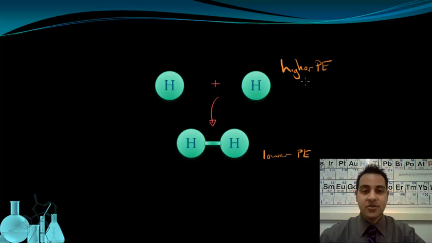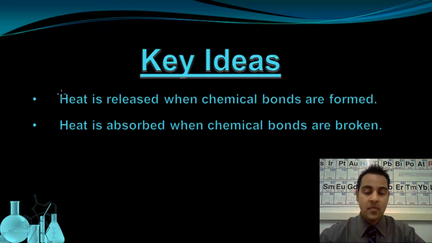The difference in energy between the higher potential energy state and the lower potential energy state, that amount of energy that's different, is released as heat. And that leads us to our key ideas for this lesson. And there are two of them. The first is that heat is released when chemical bonds are formed. So that's what we just saw. Because the potential energy goes down when you make a bond, that extra energy is released as heat.